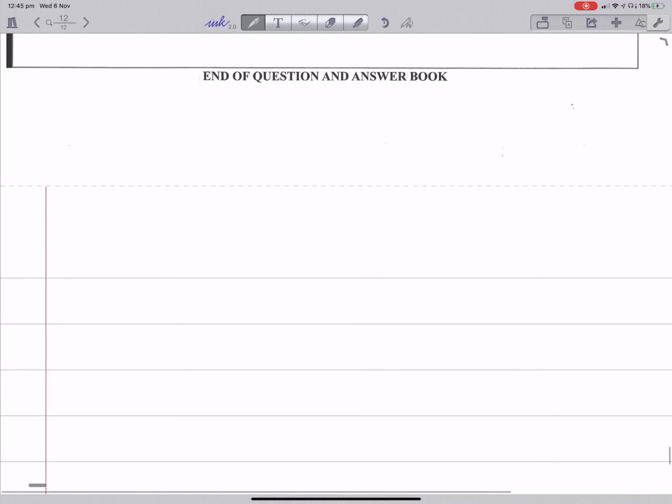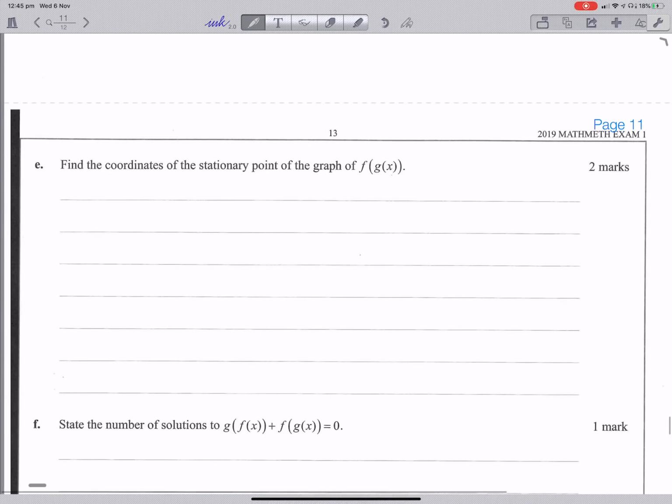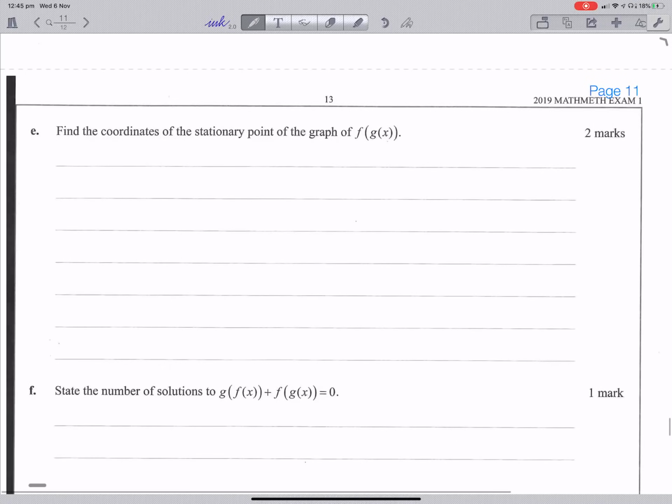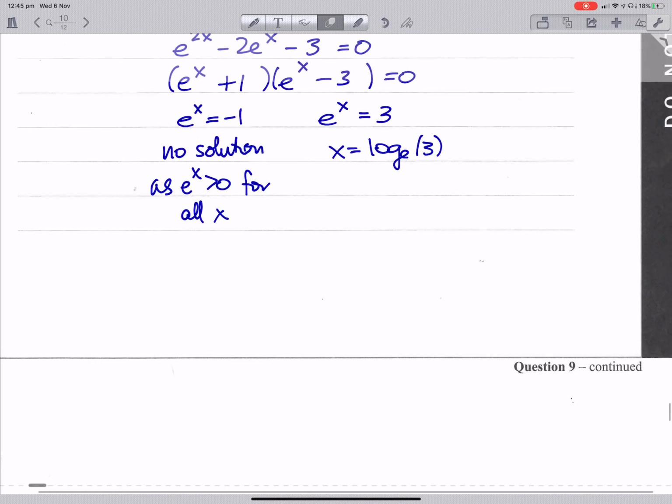How long have we got? We're nearly there. I can't get this stupid thing to move. Find the coordinates of the stationary points of f of g of x.